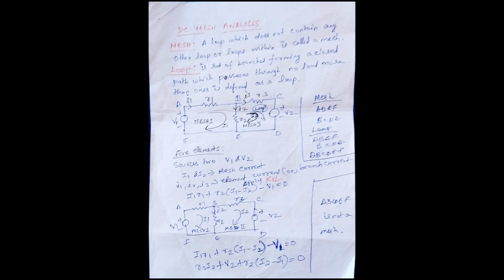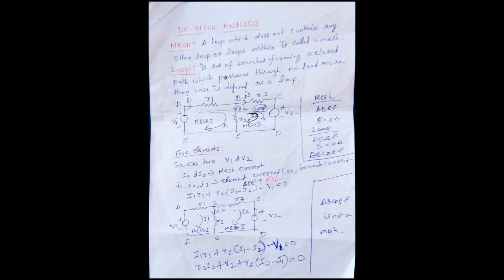Mesh current capital I1 flows through resistance R1. Mesh 1 contains R1, R2 and source V1. So capital I1 into R1 plus R2. In resistance R2, the two mesh currents flow in opposite directions. So put R2 into (capital I1 minus I2), minus V1. Voltage rise conditions, so put a negative sign, as V1 is opposite to the capital I1 direction. So we obtain the equations.